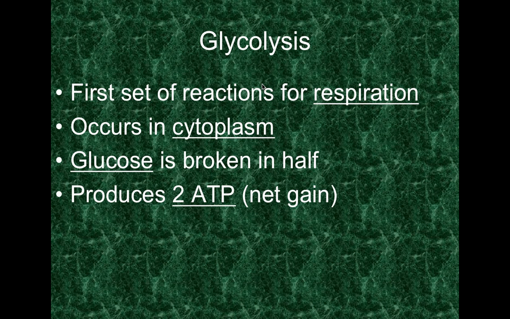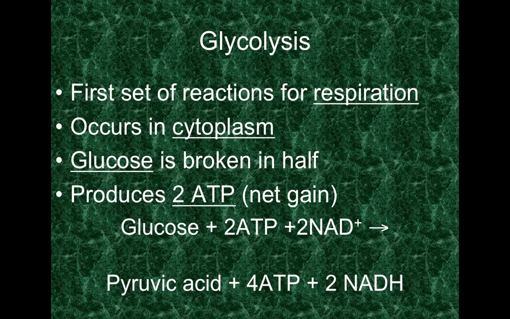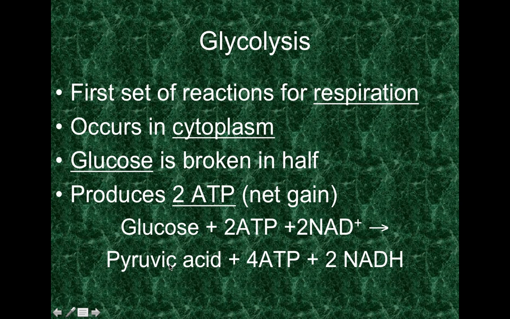When we do this, we get 2 ATP, and we say this is a net gain because we actually have to use a little bit of ATP to get things started, but we end up with 2 extra on the other side. So we take glucose and 2 ATP, and NAD, another one of those high energy electron carriers. And what we get out of this is pyruvic acid, which is what happens when you split glucose in half. But notice we get 4 ATP, so 4 minus the 2 we put in leaves us with a net gain of 2. And now we've captured some energy on our high energy electron carrier in NADH.